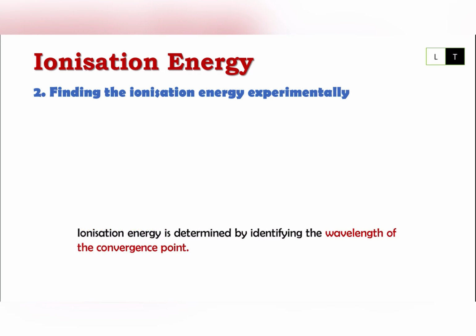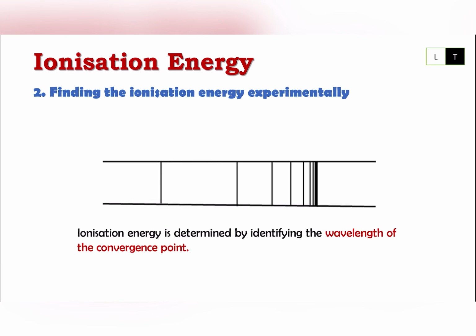So we are going to determine the ionization energy by identifying the wavelength of the convergence point. If you take a look here, I just flipped my line spectrum. This is the first line, this is the second line, and this is the convergence limit. So I have to determine the ionization energy based on the wavelength of this convergence point.